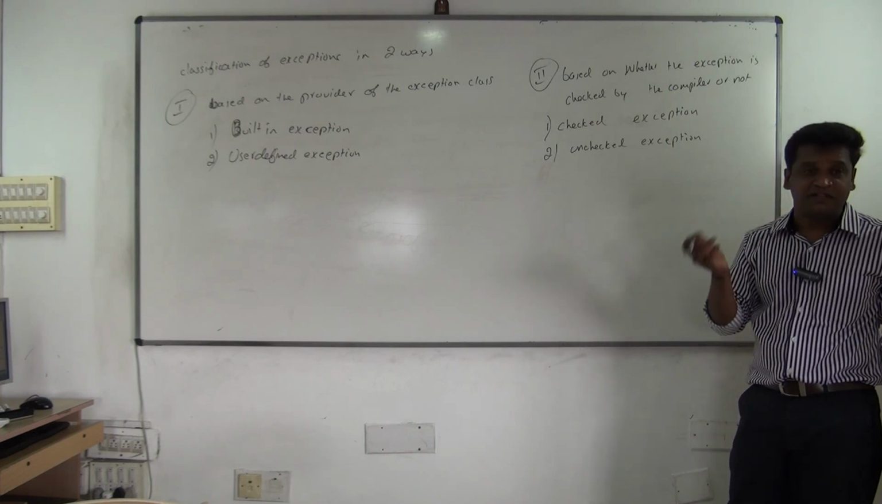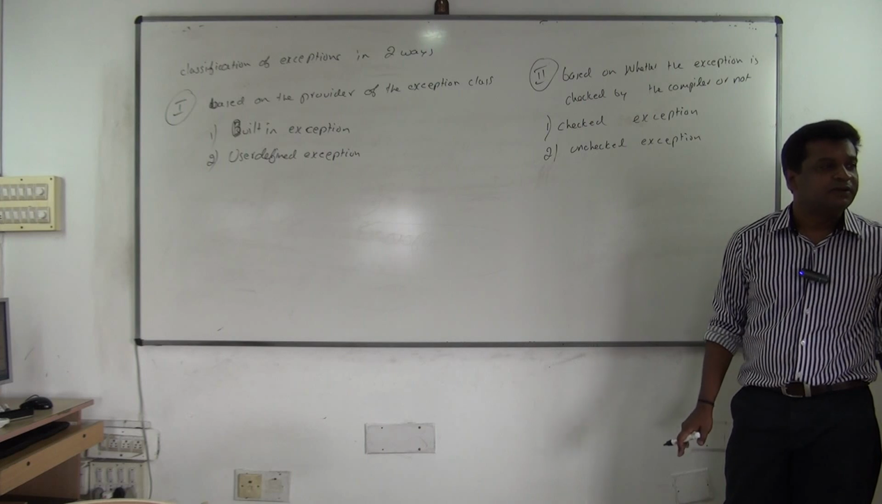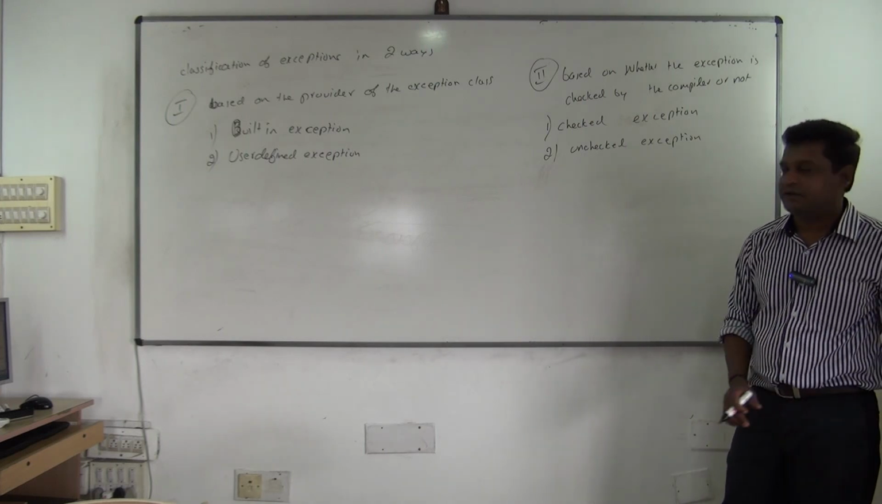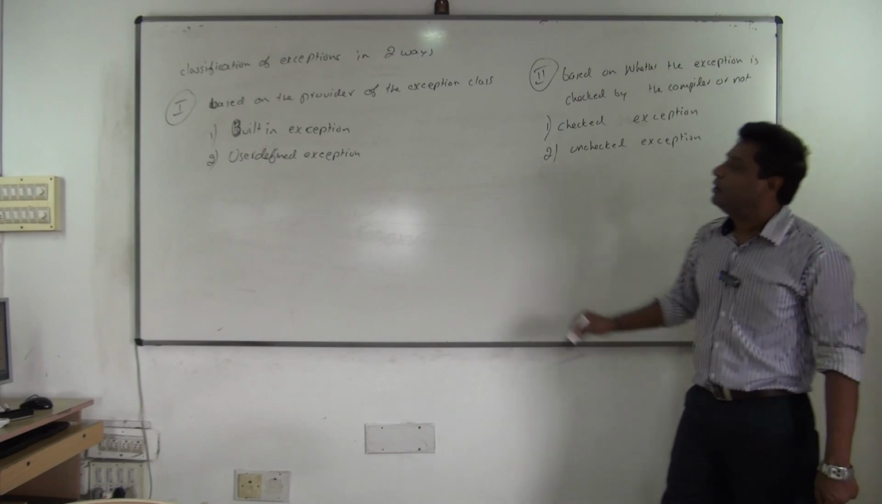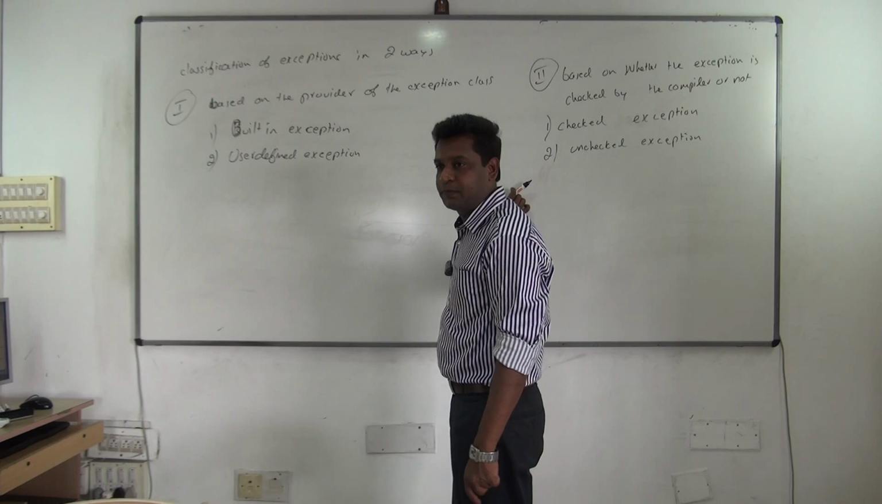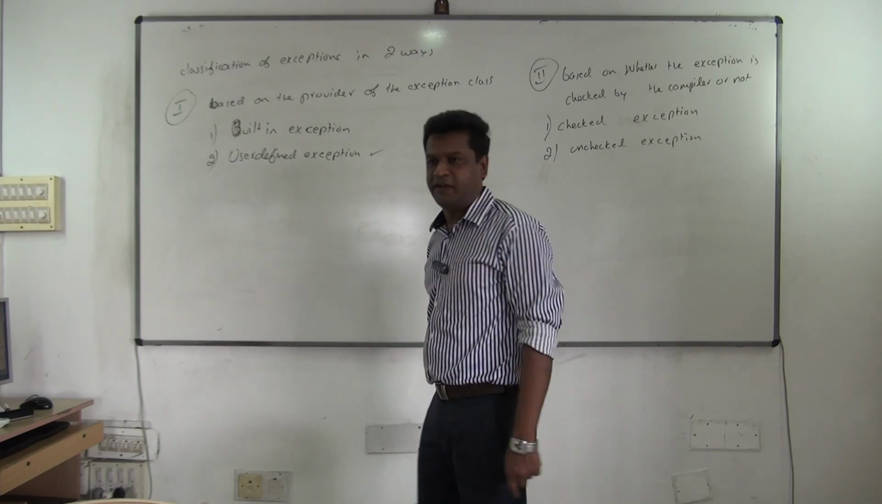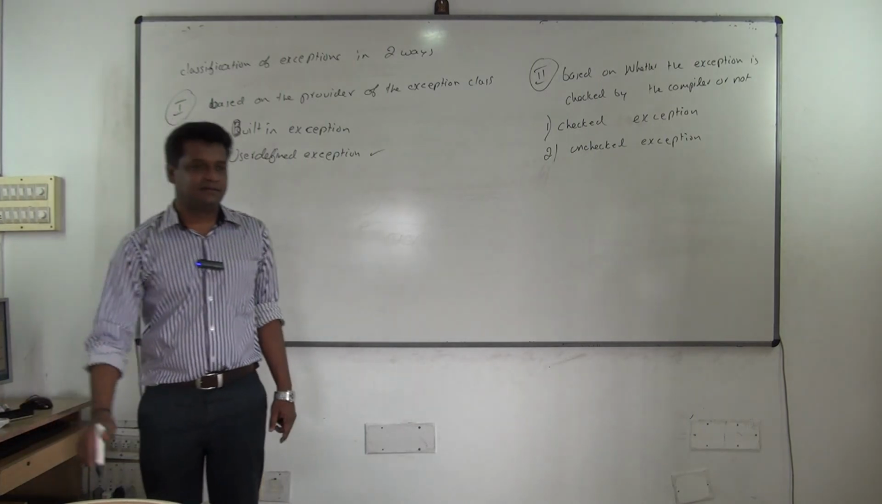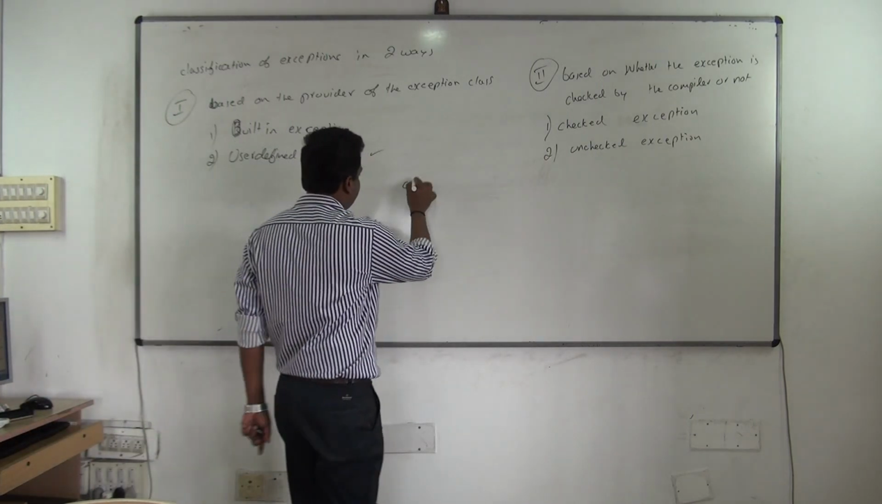So since you have not seen them, it's a little confusing for you to understand now. Later on, as I go on using them, you will become very clear with it. You don't have to worry. But all built-in exceptions are classified into what? Either checked or unchecked. Similarly, when you write your user-defined exception, you can also make it as checked or unchecked. That's it. So how will you write?